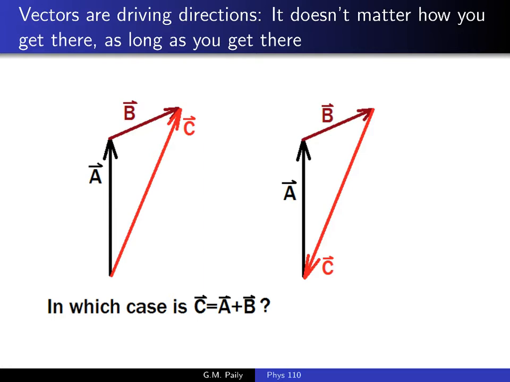Now we come to an important conceptual point about vectors. As the title says, vectors are driving directions. It doesn't matter how you get there as long as you get there. So first let me pose this question. In which of these two cases is C equal to A plus B? Notice that A and B are the same in both cases, but in one case C goes like this, and in the other case C goes like this. So in which case is C equal to A plus B?